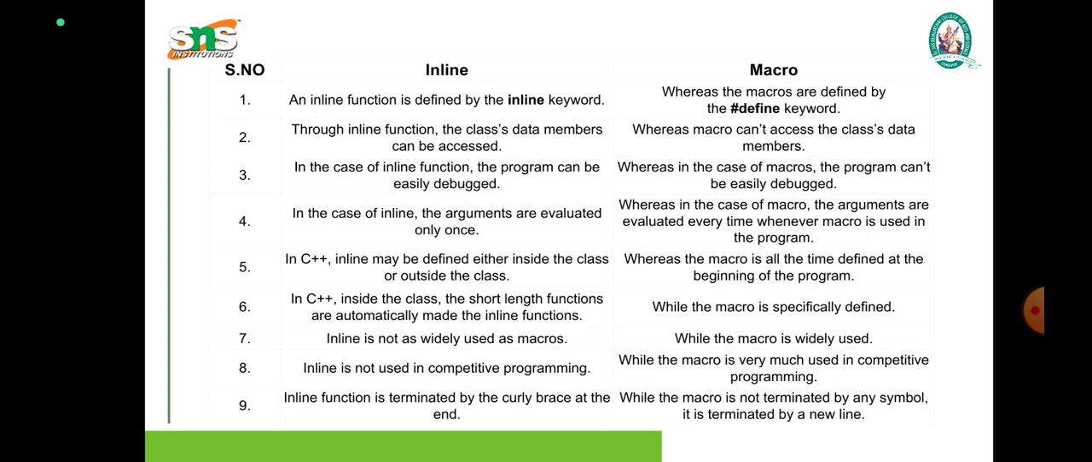In C++, an inline function may be defined either inside or outside the class, whereas a macro is always defined at the beginning of the program. In C++, inside the class, short-length functions are automatically made inline functions, while a macro is specifically defined. Inline is not as widely used as macros, while macro is widely used. Inline is not used in competitive programming, while macro is very much used in competitive programming. An inline function is terminated by the curly braces at the end, while a macro is not terminated by any symbol; it is terminated by a new line.